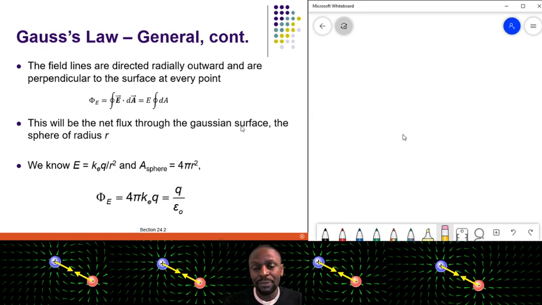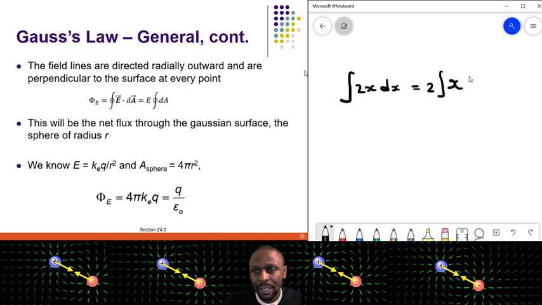For example, for argument's sake, if you have the integral of 2x dx here. In this case, 2 is just a constant. It can be written outside the integral, and you end up with the integral of x dx. This is what I am referring to when I say the electric field is constant: the electric field doesn't change. As a result, it can be taken outside the integral.